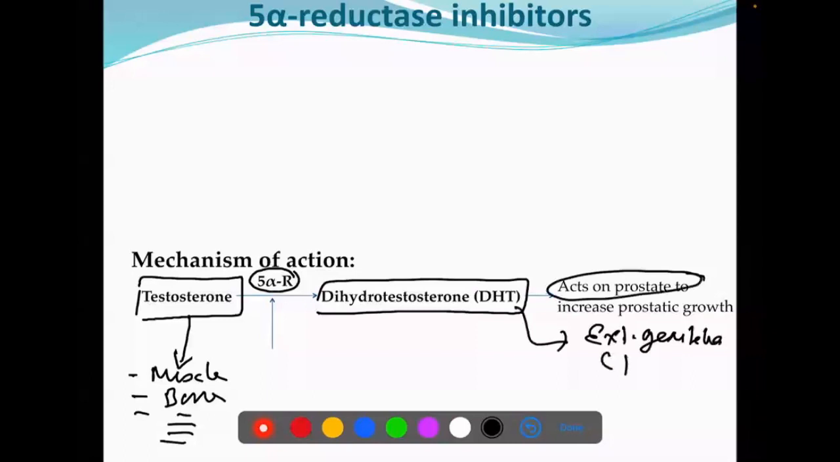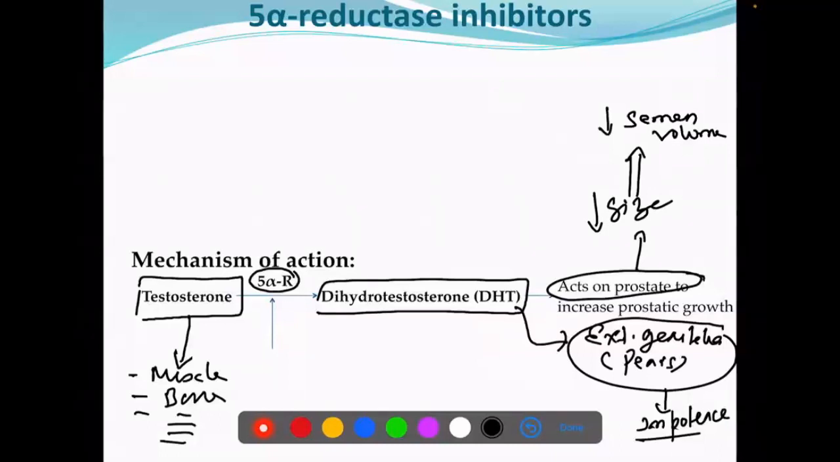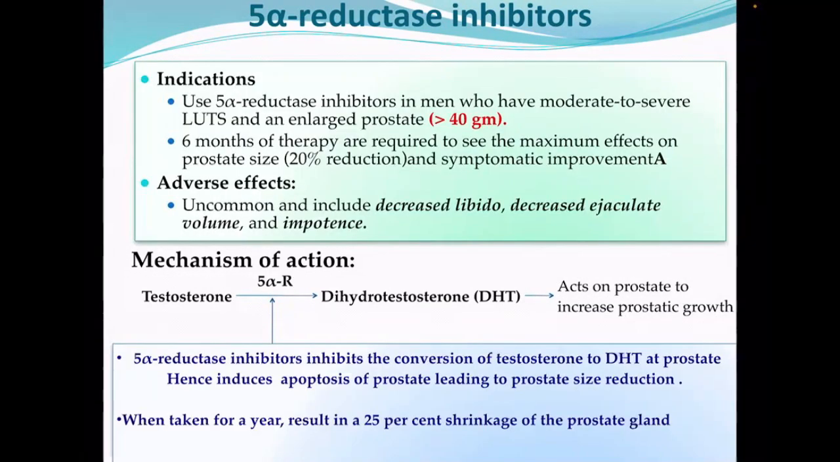You can say penis. Okay, so if dihydrotestosterone is not there for the prostate, it will not be there for the penis also. And when the penis does not get an adequate amount of dihydrotestosterone, it will lead to impotence, that is, a problem in having sexual activity. If the prostate size decreases, the prostatic fluid is also decreased, and that leads to decreased semen volume.